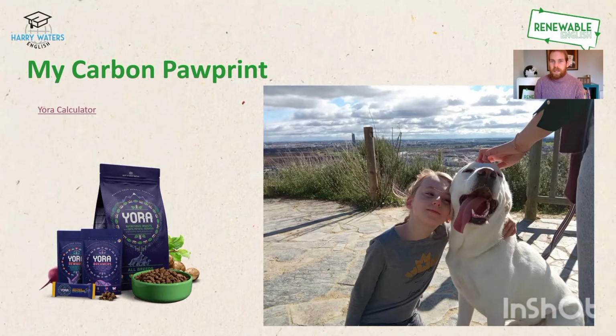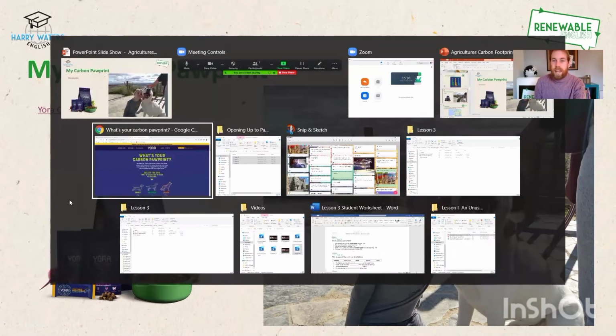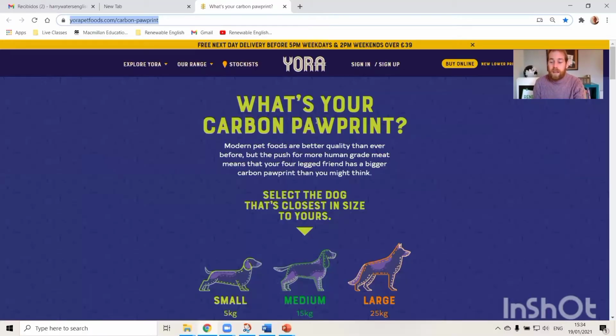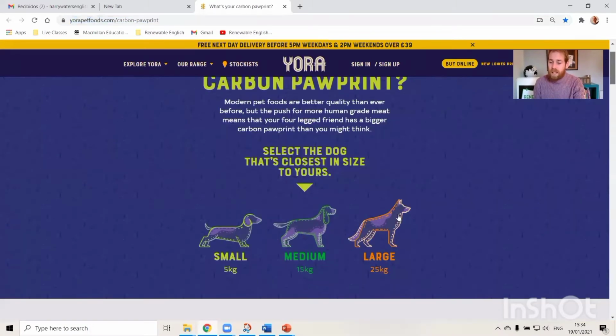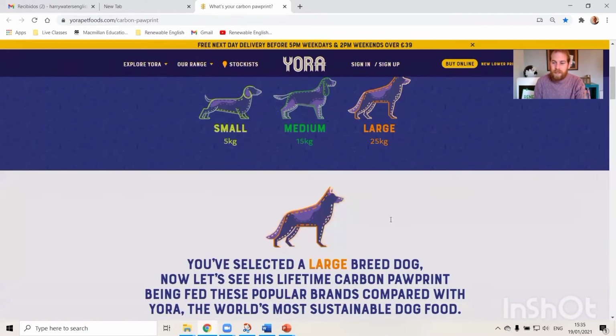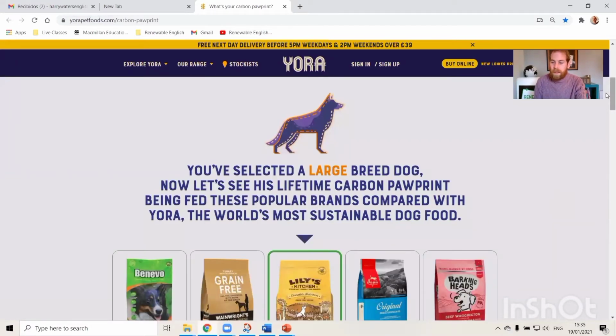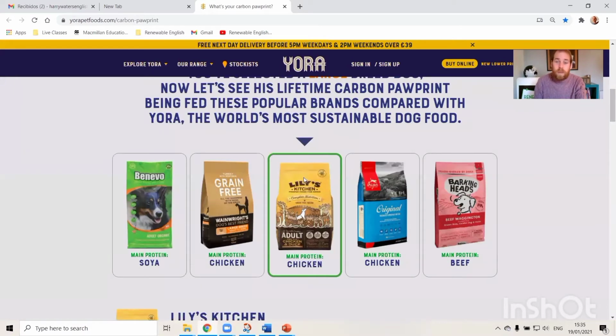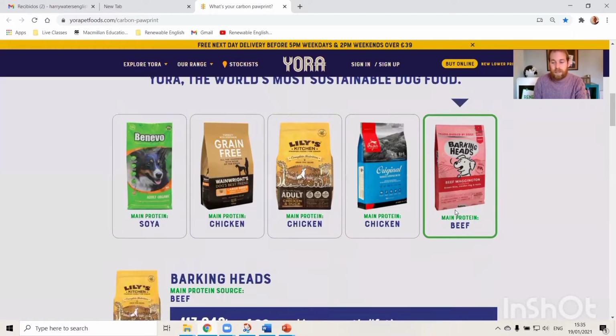Now, what we're going to do is go to the Euro website and assess our carbon paw print. As I said, she's a large dog, more than 25 kilos. In fact, she weighs 37 kilos. So let's think about that when we're making our conversions. Let's select the brand of food. We normally buy chicken, but for this, I'm going to do it with beef.